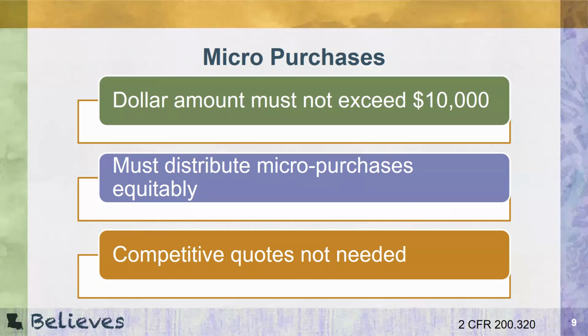When you have a procurement review, the reviewer is going to look at your micro purchases to ensure that multiple suppliers were used for like items. And if they were not, it would be a finding on the review.